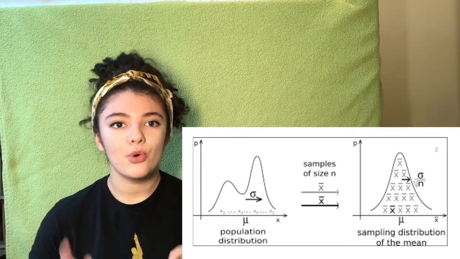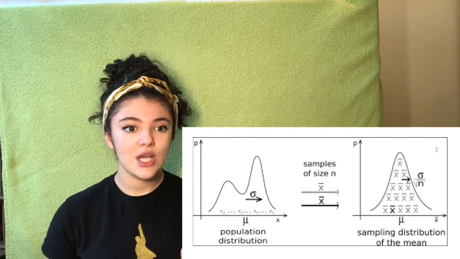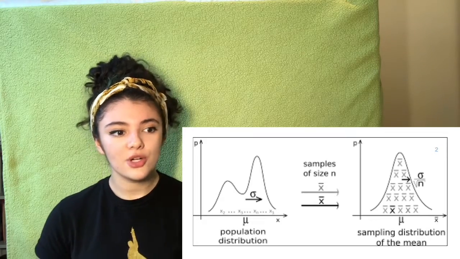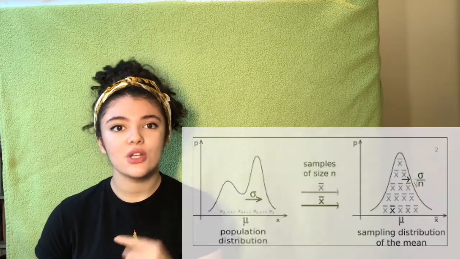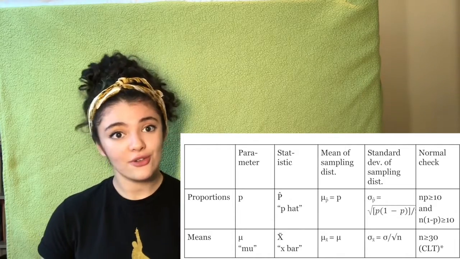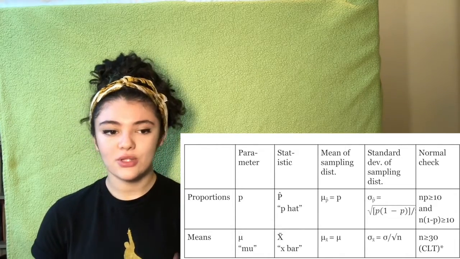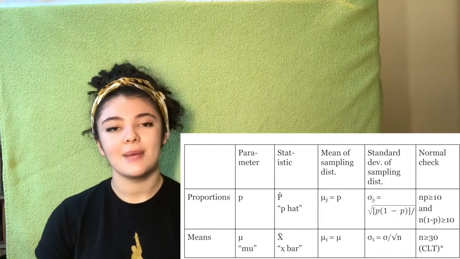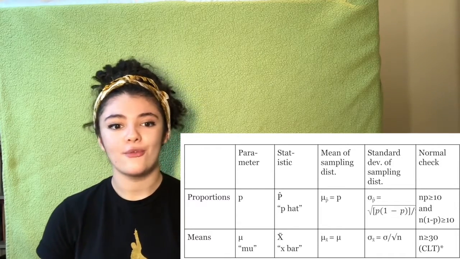But as you take more samples of a large size, you start to see shapes, usually a bell-shaped curve, emerge in the distribution. You can even assume that it is normal as long as the sample size is greater than 30 for means by the central limit theorem, or if n times p is greater than 10 and n times 1 minus p is greater than 10 for proportions.